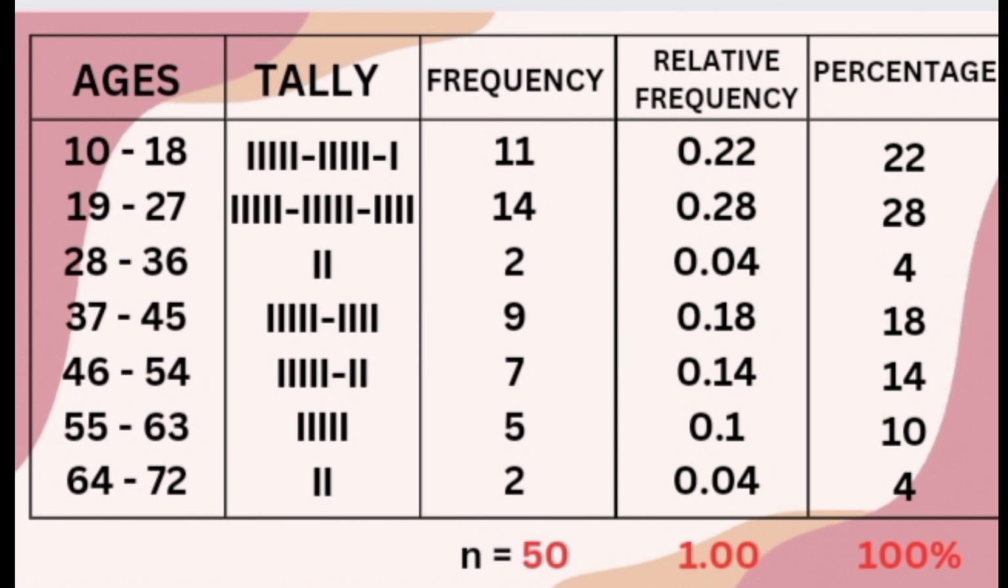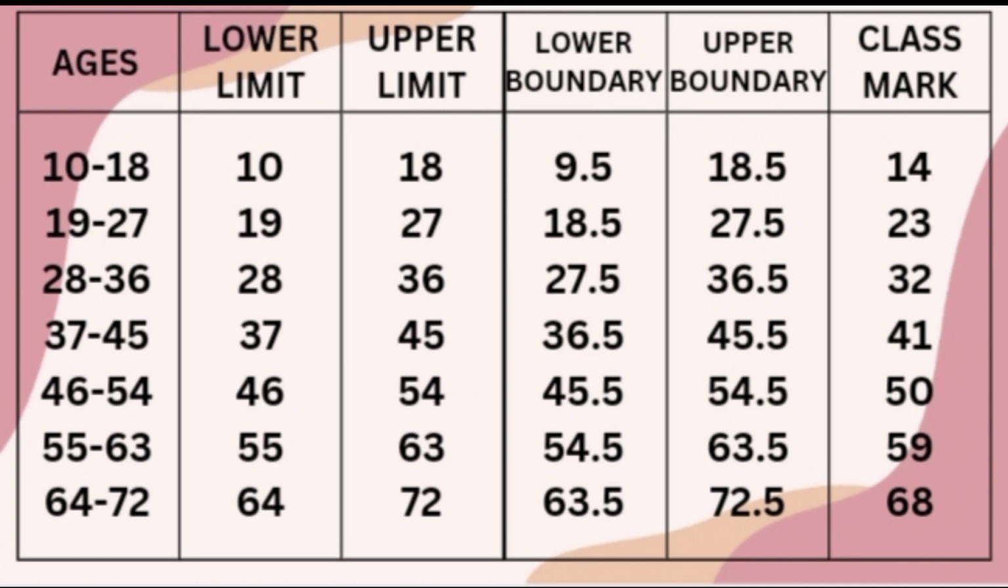To get percentage, relative frequency times 100%. So ayun na ang magiging sagot ng percentage. Example, the first row, 0.22 times 100 is equal to 22. Then ulit-ulitin lang hanggang mabuo mo ang percentage. Then next, to get the lower limit and upper limit, makikita naman agad dito sa table. Ang mga lower limit ay ang 10, 19, 28, 37, 46, 55, and 64. And ang mga upper limit naman ay ang 18, 27, 36, 45, 54, 63, at 72.